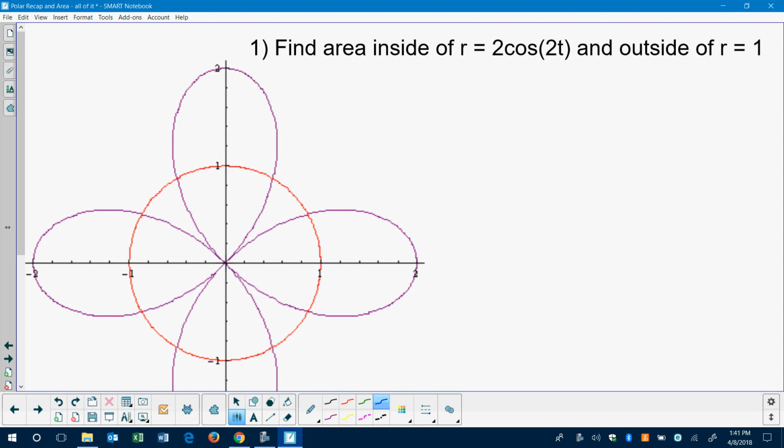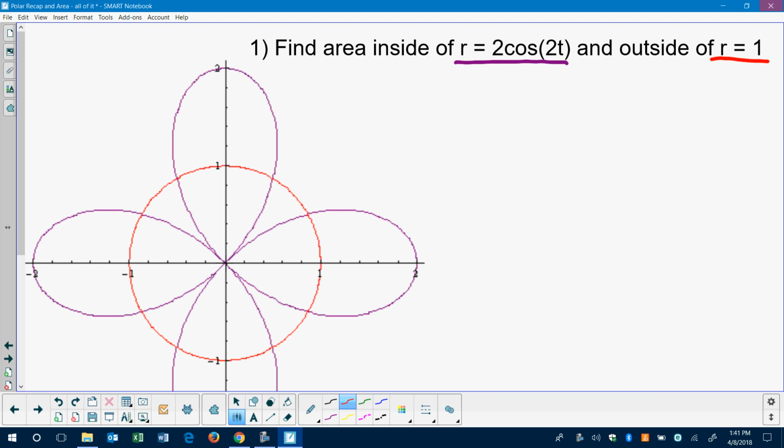So this one says find the area inside of r equals 2 cosine 2t. Notice here I used a t instead of a theta. That was purposeful because I don't want you to get married to the use of a variable, right? College Board often tries to mix things up just for being spicy, I don't know. And then the area that's outside of r equals 1, which is the red circle. So inside the purple, outside the red.